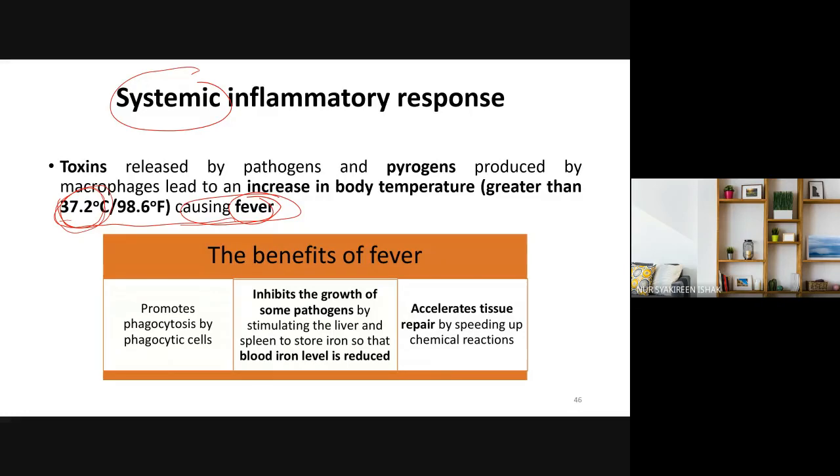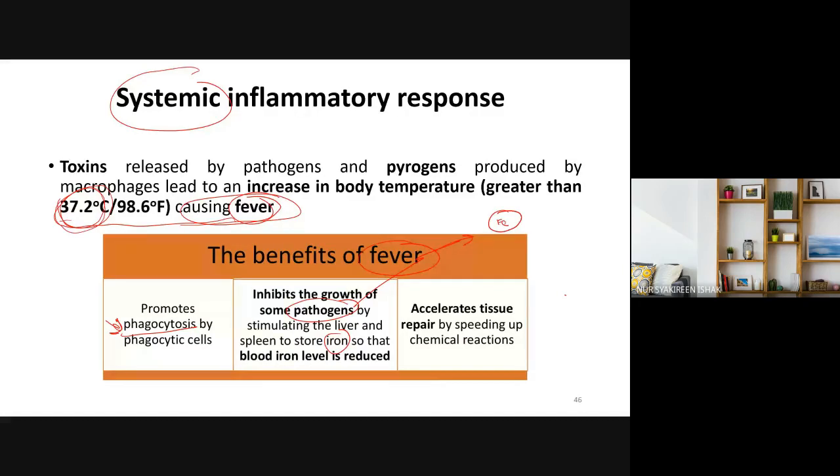Okay, so the benefit of fever is to promote phagocytosis by phagocytic cell. So the increased body temperature will promote phagocytosis by the phagocyte, okay, to engulf the pathogen. Second, it inhibits the growth of some pathogen by stimulating the liver and spleen to store iron so that blood iron level is reduced. Okay, so another benefit of fever is that dia akan limit the growth of pathogen. Macam mana cara dia limit growth of pathogen? Pathogen ni, okay, sel pathogen ni dia perlukan iron. Okay, iron, ferrum lah.